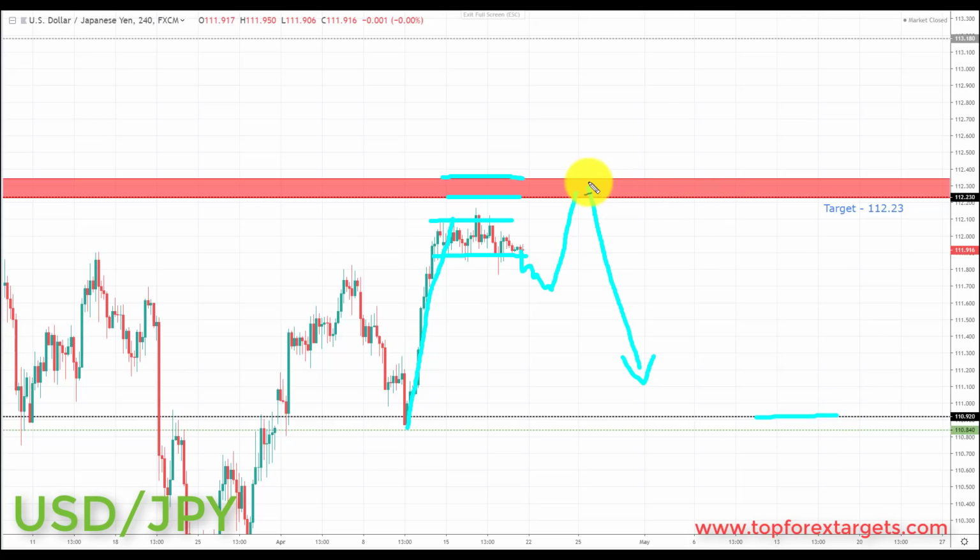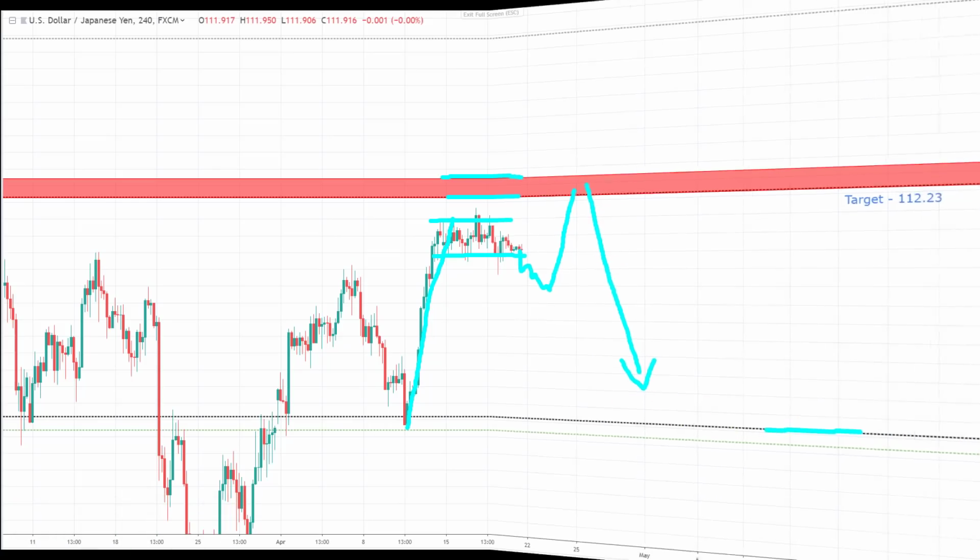So we have a target up here at the 112.230 because this was the target ever since we looked to bounce from the 110.92. It hasn't yet been accomplished. But once we take this target out, we will be looking for potential reversals back down towards the 110.92.